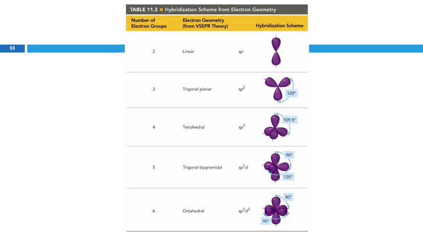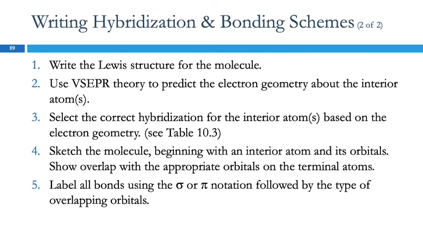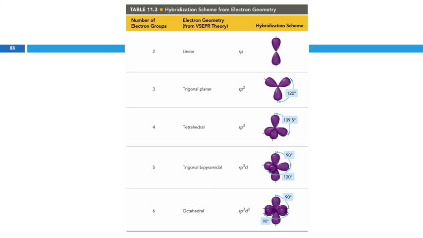So this is showing the number of electron groups, the names of those geometries, and the hybridization scheme. How do you say the last one? Octahedral. Linear, trigonal planar, tetrahedral, trigonal bipyramidal, and octahedral. And then those other ones are going to come about if we have some of these with lone pairs in them.